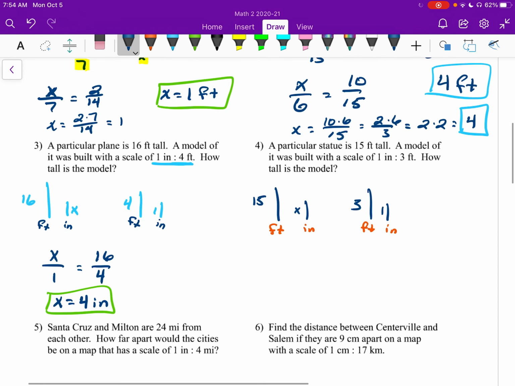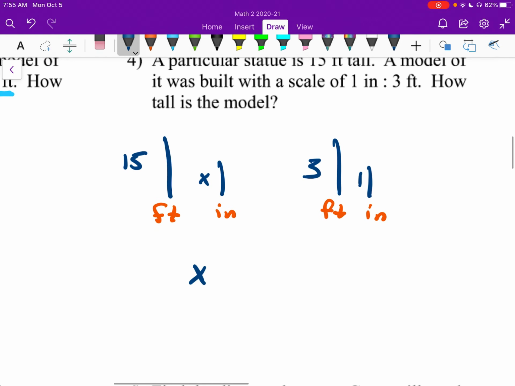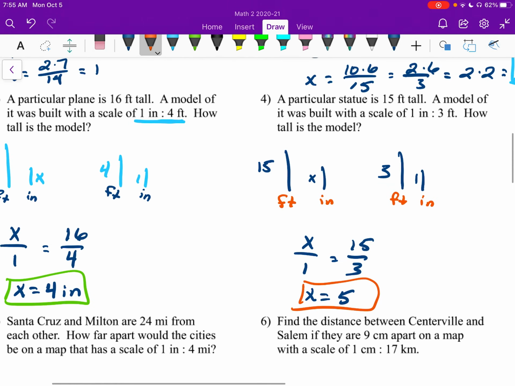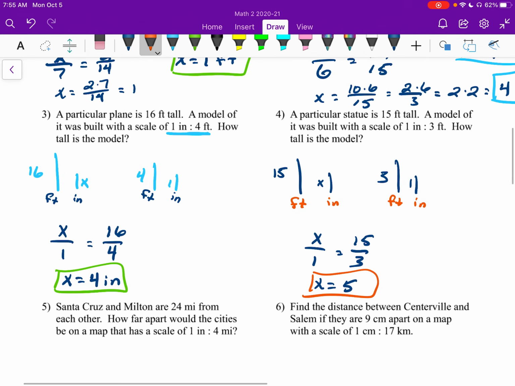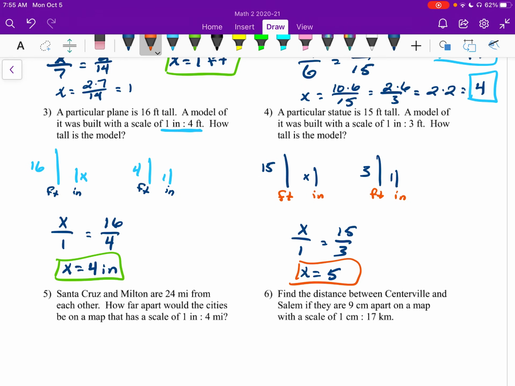So again, I'm setting it up very similar to the other one. I'll start off with my x on top. x inches over 1 inch is 15 feet over 3 feet. So x equals 5. Last year I found that the problems that most people struggle on are numbers 3 and 4, the model problems. So if you have trouble with those, please shoot me an email and I can help you with those.